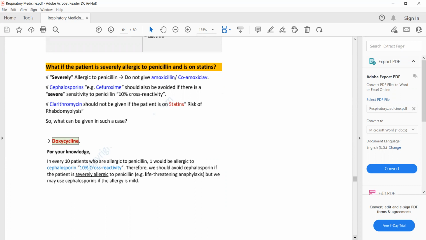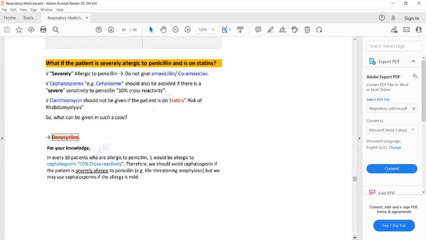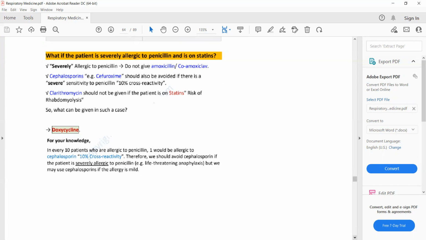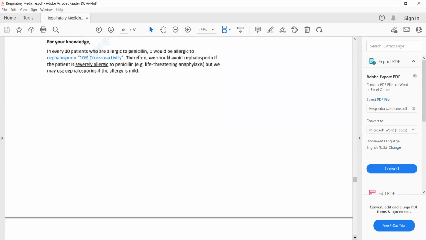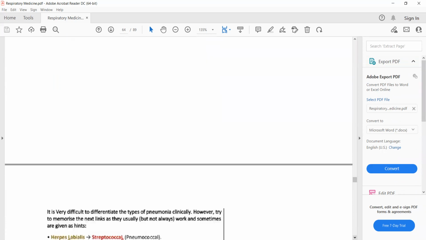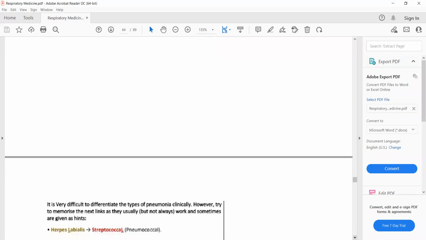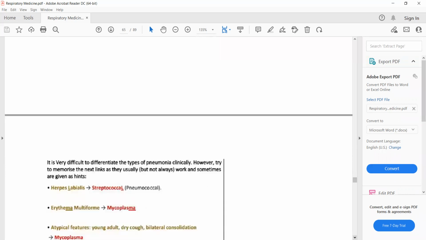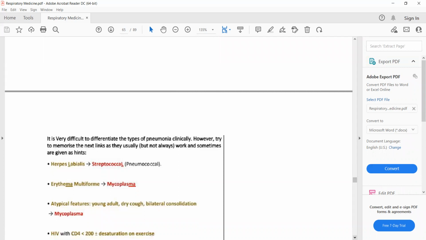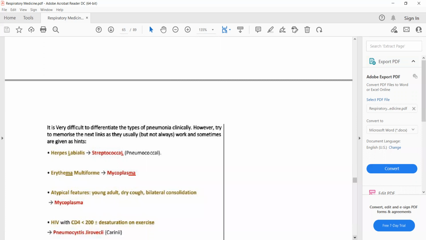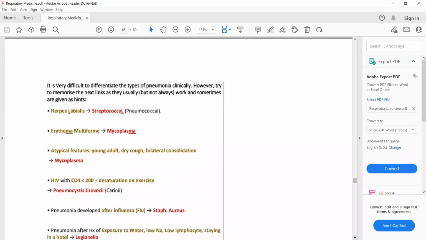Remember that patients who are allergic to penicillin may be allergic to cephalosporins as well. So that's why we avoid cephalosporins in people who are allergic to penicillin. And we use clarithromycin in people who are allergic to penicillin. But if the person is already taking statins, then clarithromycin also cannot be used. So we'll use doxycycline.